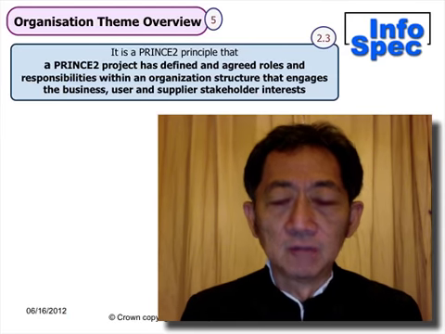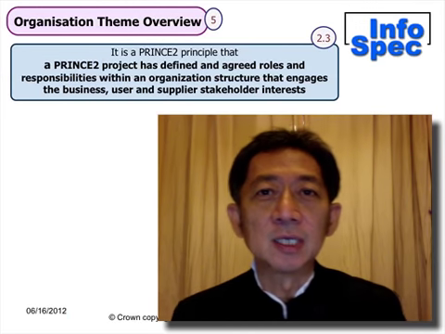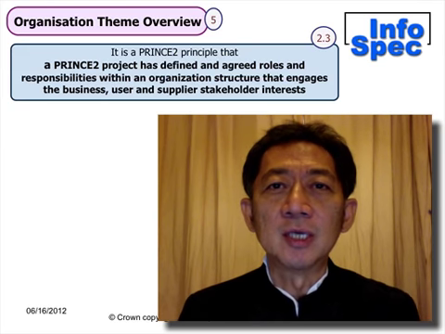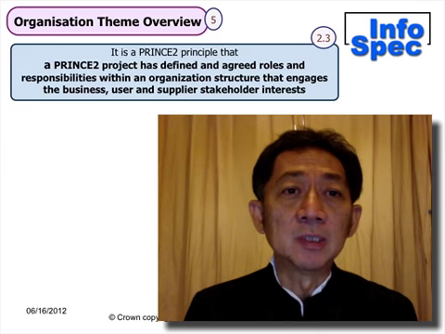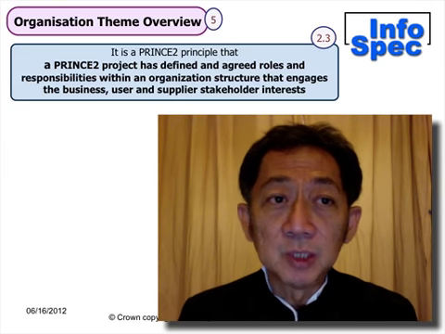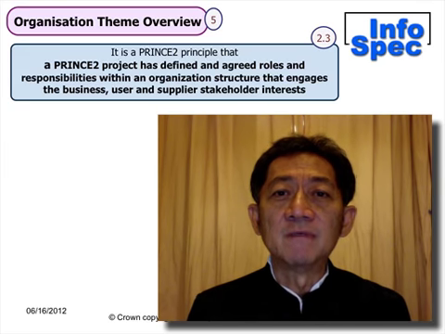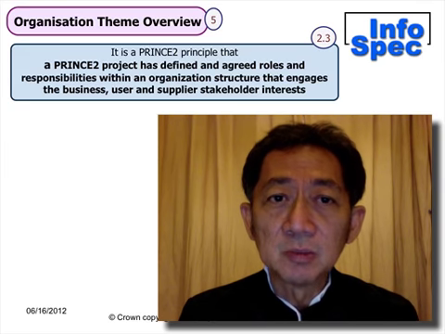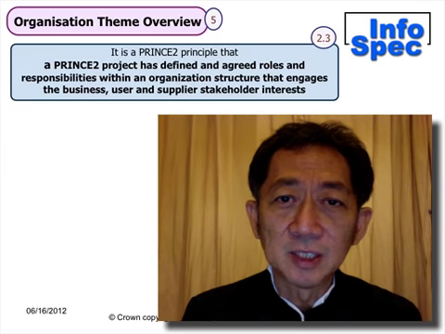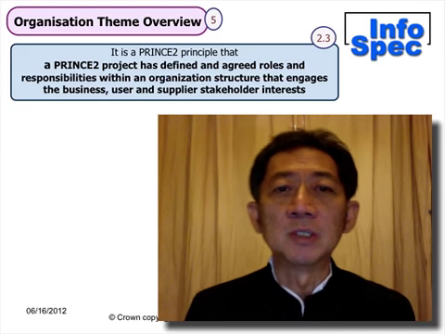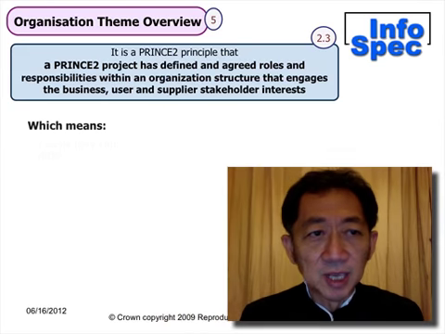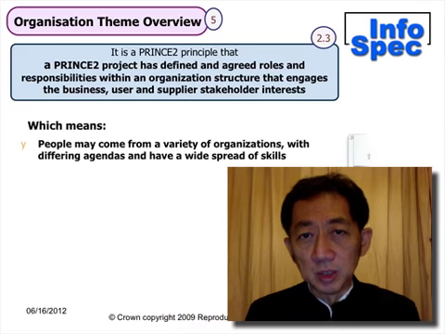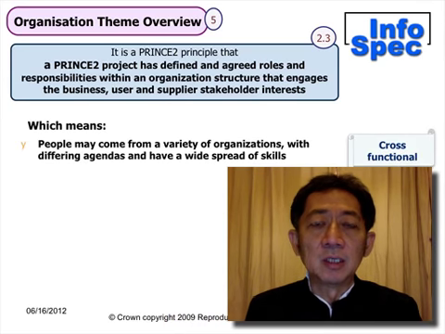Welcome to another session of PRINCE2 Quickie, and in this session we shall be talking about the organization theme. If you recall the principles, there is a principle in PRINCE2 that says that a project has defined and agreed roles and responsibilities within an organization structure that engages the business, user and supplier stakeholder interests. Well, so much for that. Here we're going to look at the mechanisms as to how that is going to be done.